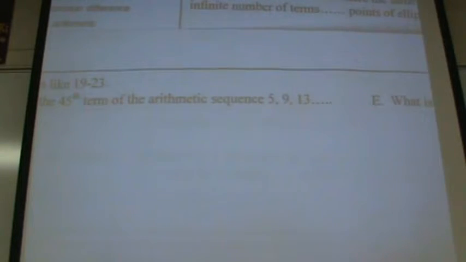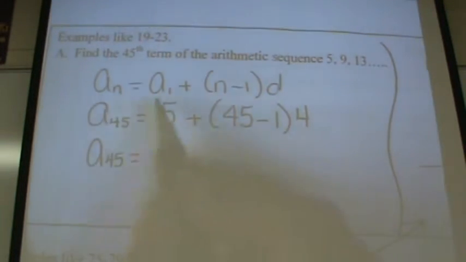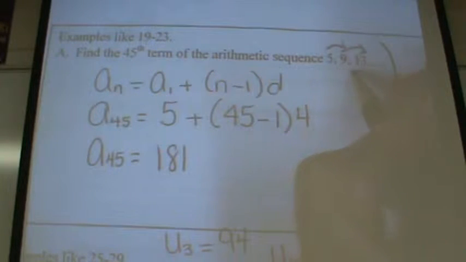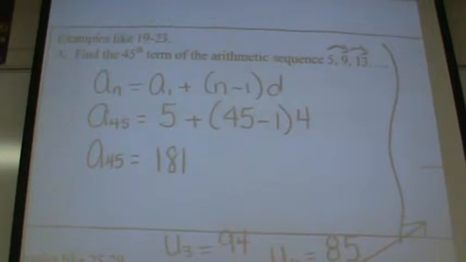Then we talked about using a formula to find the term. If you were to find the 45th term, this is what we did on Friday, you would generate an equation like this and plug in all the important stuff: the first term, the 45th term, and the common difference. How do I know what the common difference is? Well, I've got to see how you get from 5 to 9 and 9 to 13, which is adding 4. That's D. Easy? Yep. Okay.